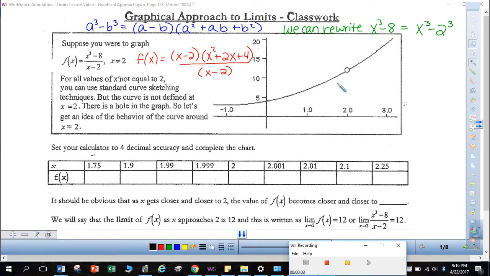For all x values not equal to 2, we can use standard curve sketching techniques, but the curve is not defined at x equals 2. As we saw, there's a hole in the graph, so let's get an idea of the behavior of the curve around x equals 2. We're going to be looking at what the y values are a little less than 2 and a little greater than 2. We're going to use our calculator to help us complete this chart. Plugging in these x values, notice how these are a little below 2. We'll be plugging in x values also a little above 2.